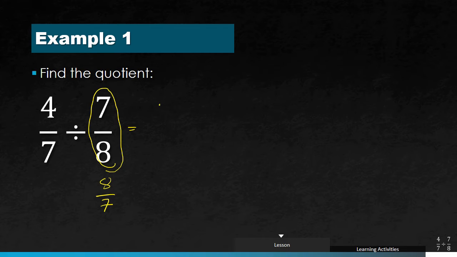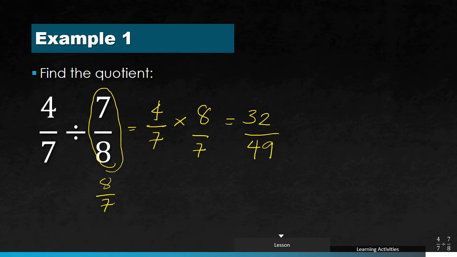Now I have here 4 over 7 times the reciprocal. So that's 8 over 1. Now we have 4 times 8 gives you 32, and 7 times 1 gives you 7. There's no common factor, so this is already the fraction in its lowest form. Therefore, the final answer is 32 over 7.